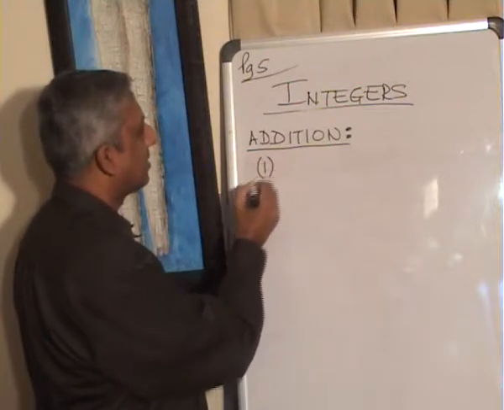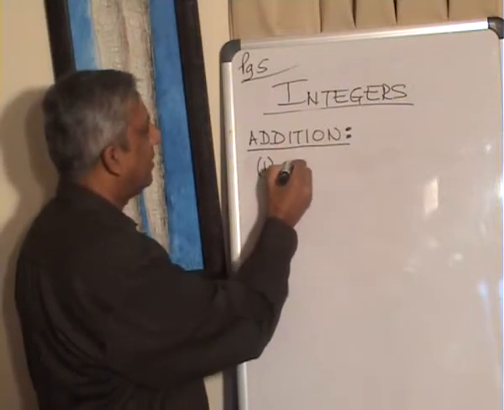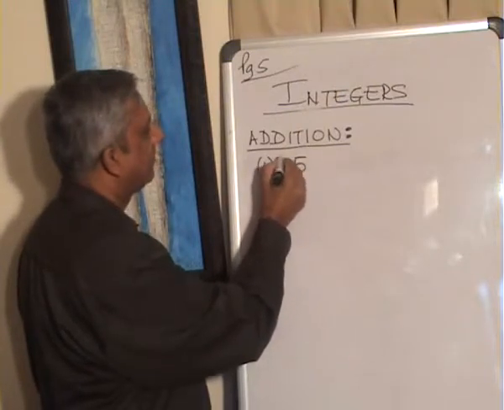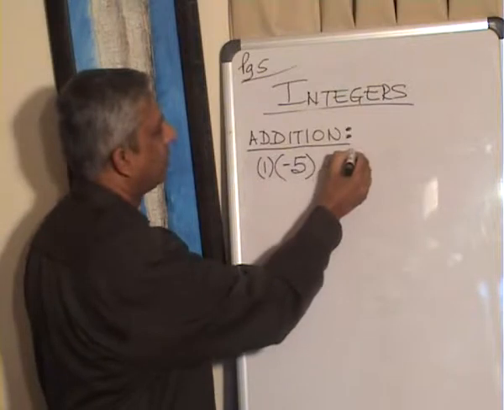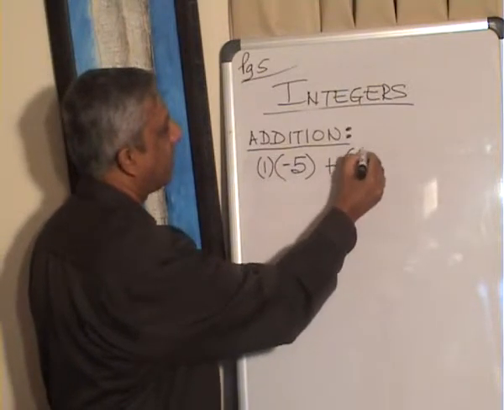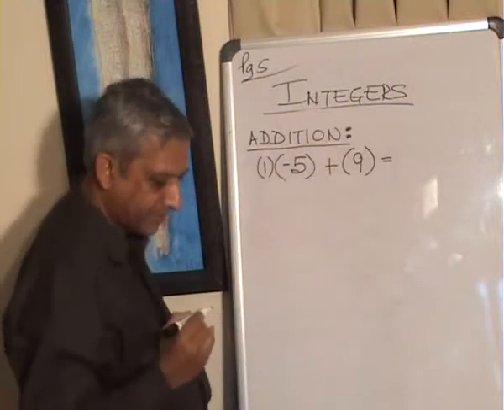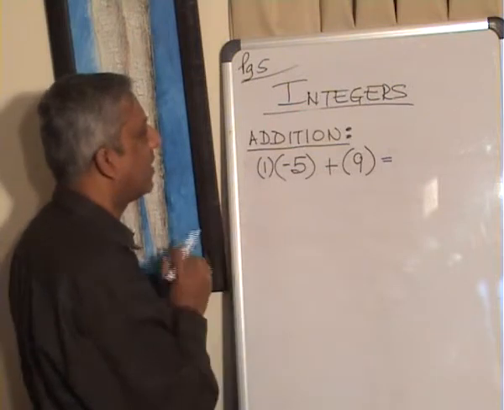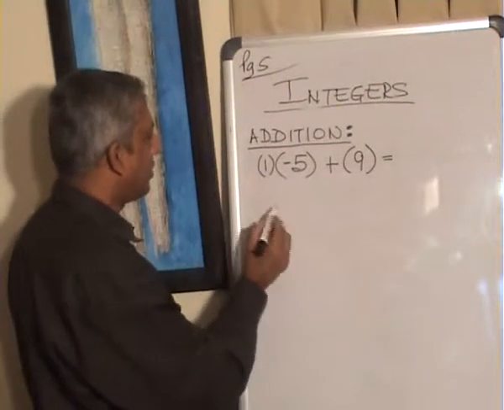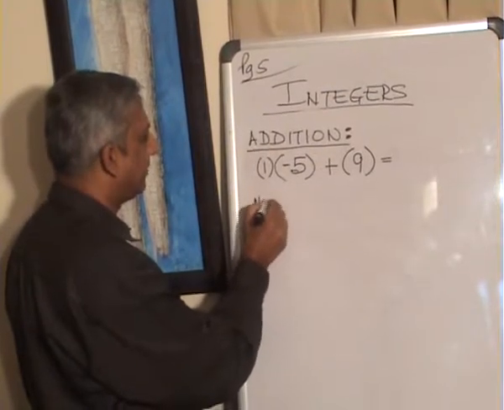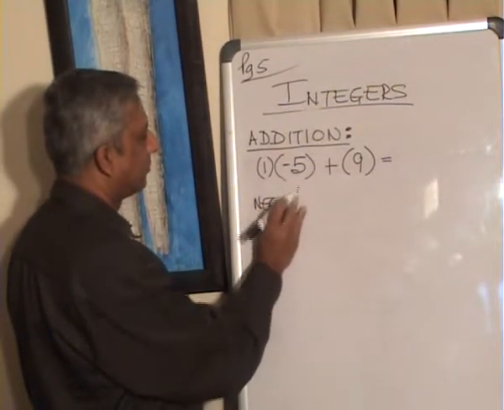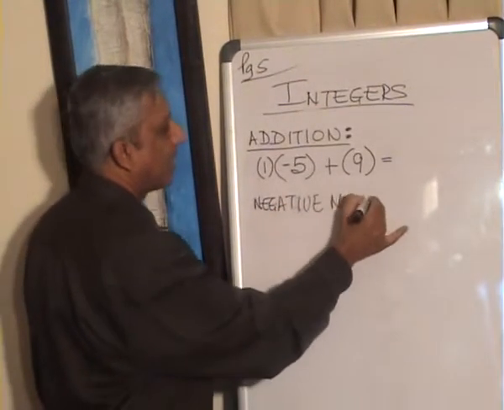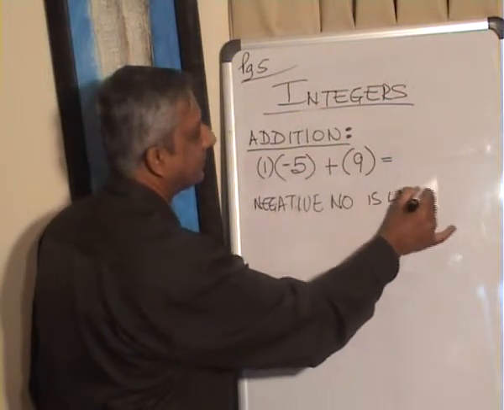The first possibility is that you're going to add a negative number like -5 to a positive number like 9. So if you're adding these 2 numbers, you've got to have some kind of understanding in your mind. Now you've got to understand that a negative number is like owing.